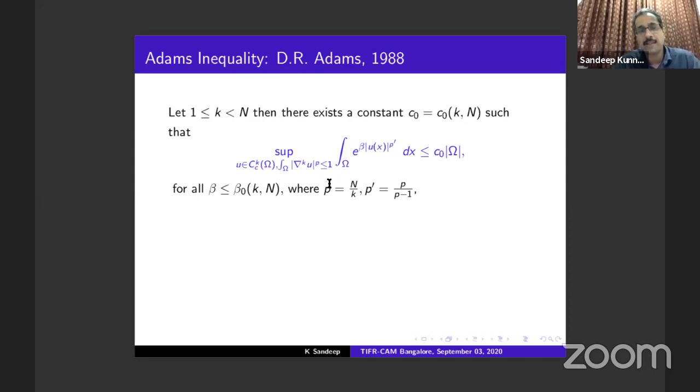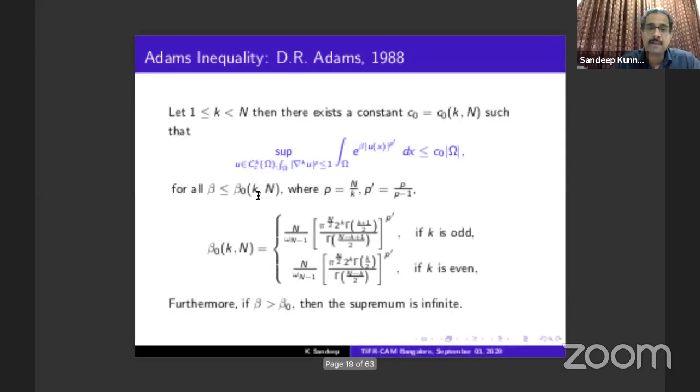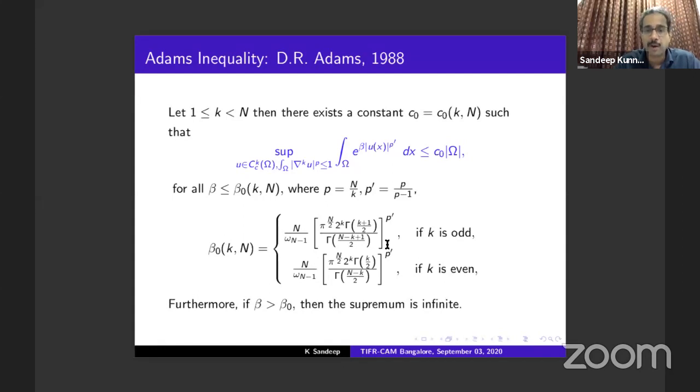And what we are interested in is kp equal to n. And this p dash is the conjugate exponent, p by p minus 1. Note that when p is equal to n, it was n by n minus 1. That's exactly what we saw in the case of the Moser-Trudinger inequality. This inequality looks very similar. And this beta naught kn is an optimal constant, which he has computed.